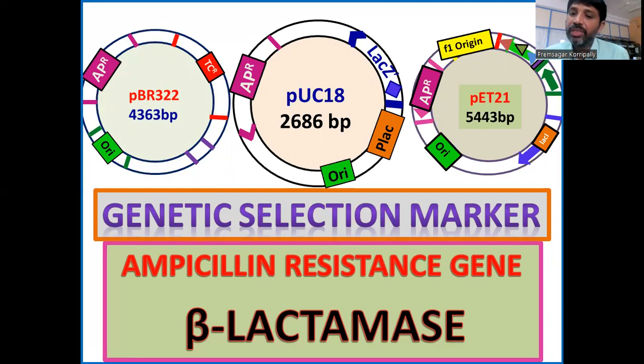In addition to the genetic selection marker, there will be an origin of replication, which is for independent replication of the plasmid, and MCS, multiple cloning sites, which facilitate the cloning of foreign DNA fragments. So in today's lecture, we'll see the properties of the beta-lactamase gene-wise and protein-wise, as well as how it is going to hydrolyze the penicillin.